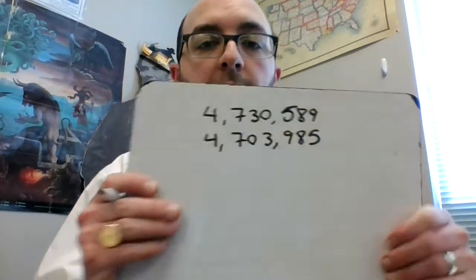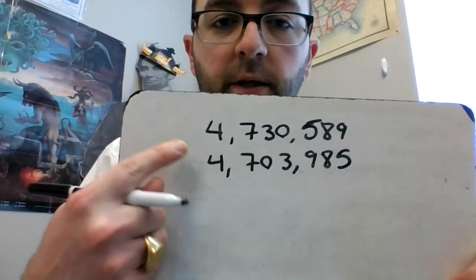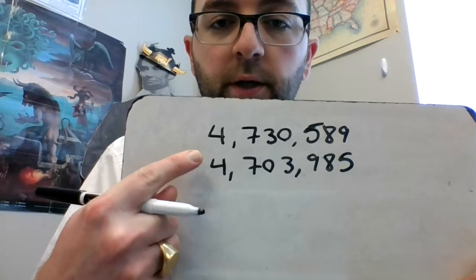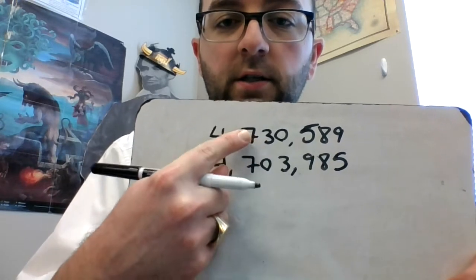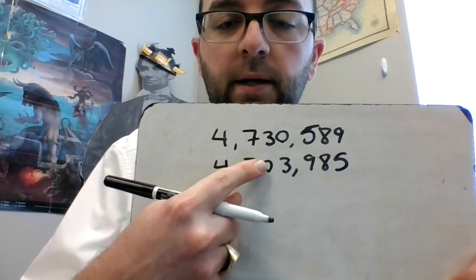So let's go ahead and look at it. We're going to start with the millions place. Those two digits are the same, so we got to keep going. 100,000s, those are the same. 10,000s, our top number has a 3, our bottom number has a 0. So our answer is greater than, right?